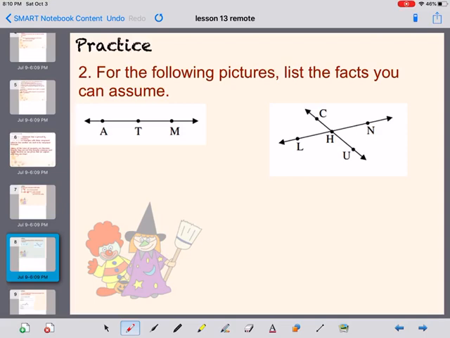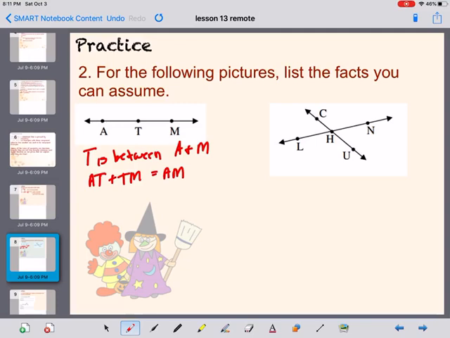They didn't tell me it. I can't assume it. So what can you assume looking at this first picture? The only thing you can assume is that T is between A and M. That's it. That's all you can assume. You could also say AT plus TM equals AM. But you cannot assume that T is the midpoint. I know it looks like it, but you cannot assume it.